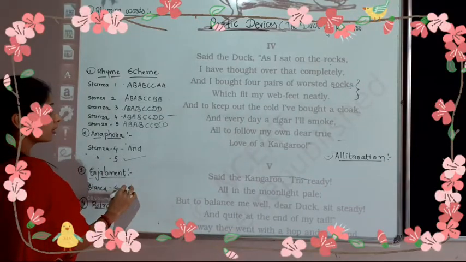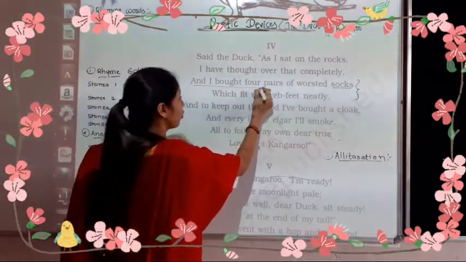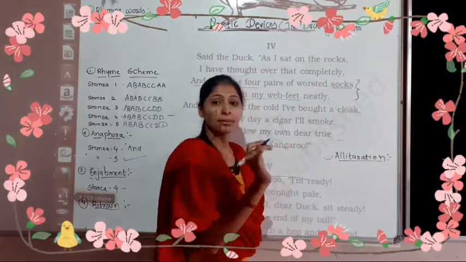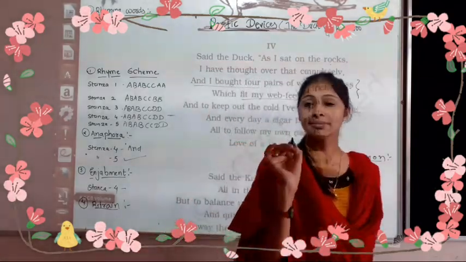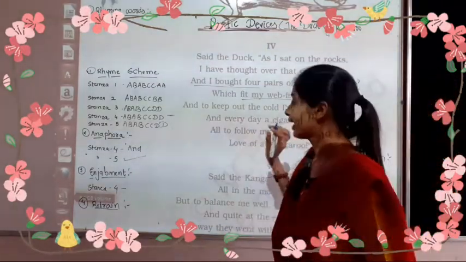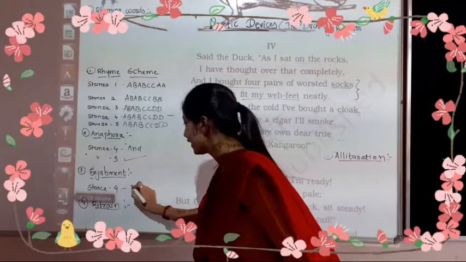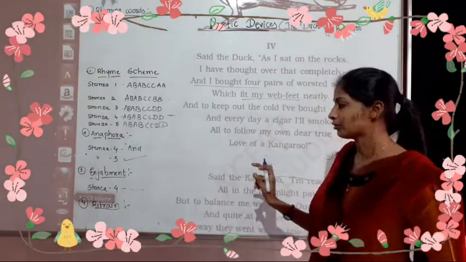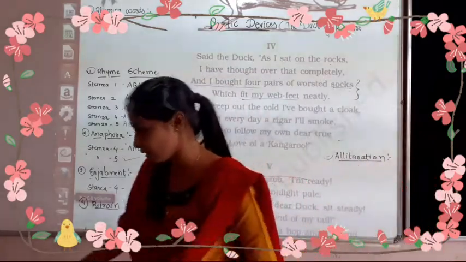So in stanza number 4, you have to write this whole line and you will write there no punctuation marks used by the poet, so this becomes the example of enjambment. So here students, we have discussed the enjambment; in stanza number 4 only it is given. So we have to write about this also.